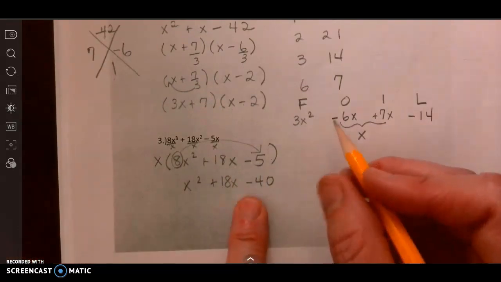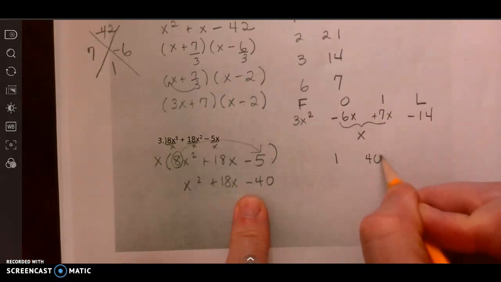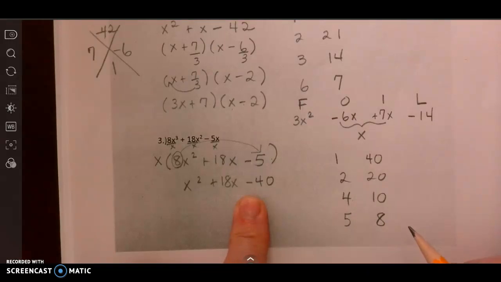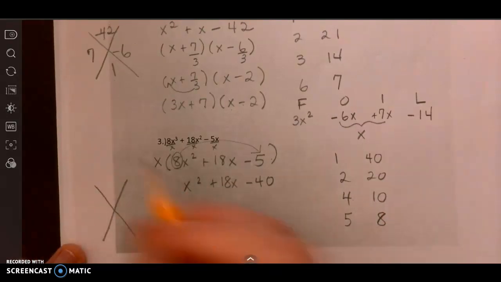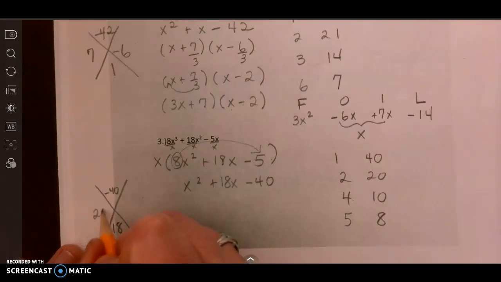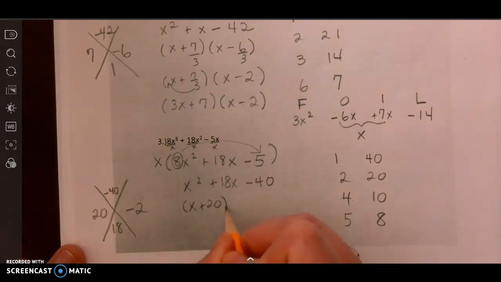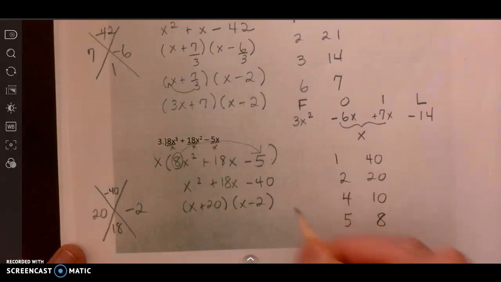Now I'm going to think about my factors of 40. I have 1 and 40, 2 and 20, 4 and 10. I know that I have 5 and 8. Looks pretty good to me as far as factors. Could I make 18 with any of these? What about 2 and negative 20? So I'm trying to have a product of negative 40 and a sum of 18, so I can do 20 minus 2. So this becomes x plus 20 and x minus 2.